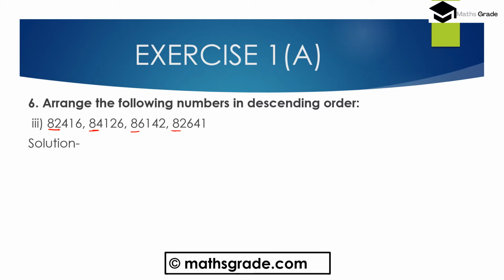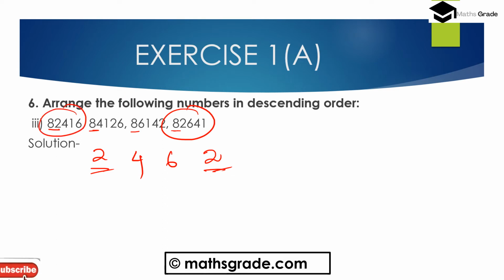All are equal. So next, move to the 1000 place value digit. In 82,416, the 1000 place value digit is 2. In 84,126, the 1000 place value digit is 4. And in 86,142, the 1000 place value digit is 6, and in 82,641, the 1000 place value digit is 2. Both are equal, 82,641 and 82,416. Both these numbers are equal.